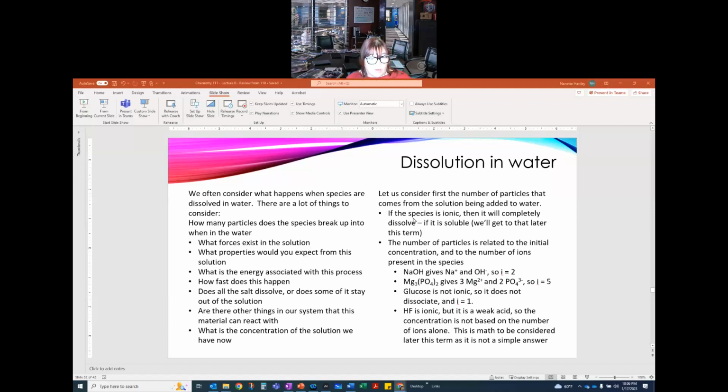Do all the salts dissolve, or does some of it stay not dissolved in the solution? Is some of it still solid? Are there other things in our system that the material can react with? And what is the concentration of the solution that we have now that we've done this? So let's consider first the number of particles that come into the solution when we add them to water.